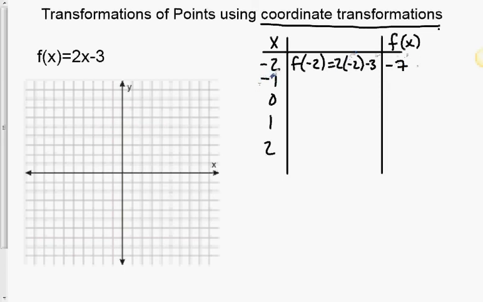Then if we take a look at -1, if we substitute that in, we would get a -5 back. Plug in 0, we'll get a -3. Plug in 1, we'll get a -1. And plug in 2, we're going to get a +1 out of that. So if we look to first graph those points, -2, -7, then the next point, -1, -5, and then 0, -3, and then 1, -1, and then 2, +1, we get a linear equation.